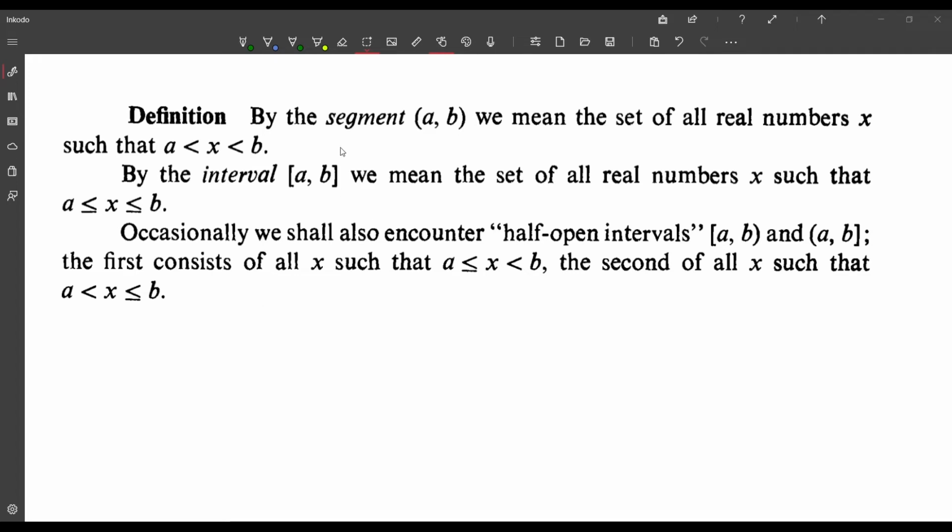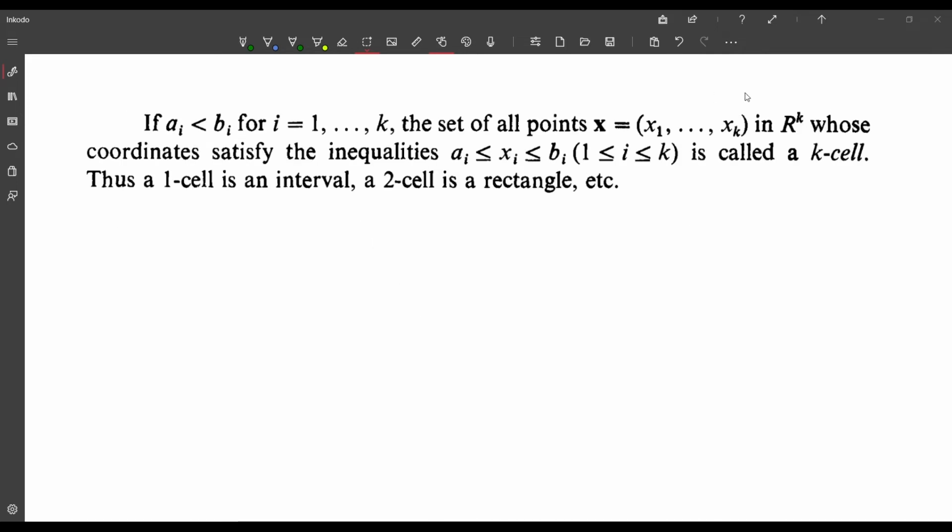Now we are going to generalize this to Rk, the Euclidean space Rk. So we are going to define k-cells. If ai < bi for i equal to 1 to k, the set of all points x = (x1, x2, ..., xk) in Rk whose coordinates satisfy the inequalities ai ≤ xi ≤ bi for 1 ≤ i ≤ k is called a k-cell. Thus, a 1-cell is an interval, a 2-cell is a rectangle, etc.